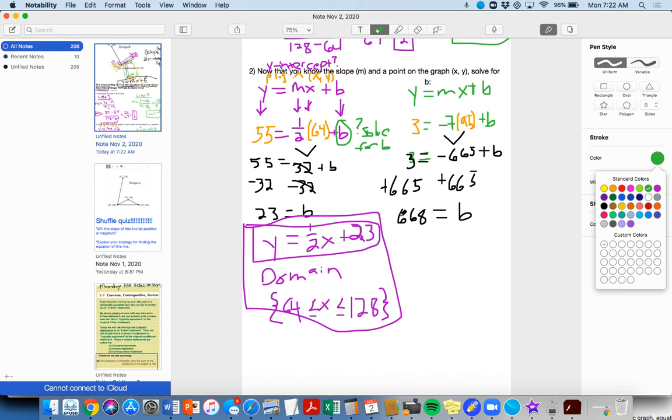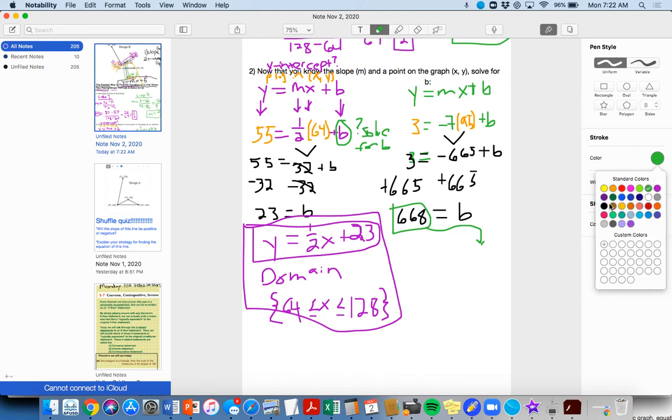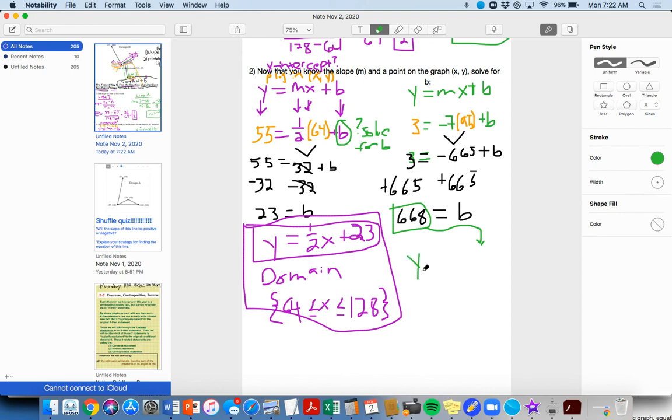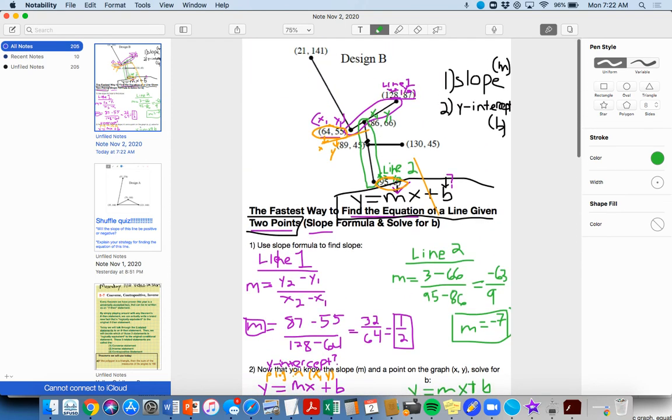But now I have my b. Now I have my b, so I need to drop it in the equation for y equals mx plus b, and I will do that right now to get the equation, which is y equals -7x plus 668. And there you have it. There's the equation. For this one, I would also need to get my domain, and that is from 86 to 95.